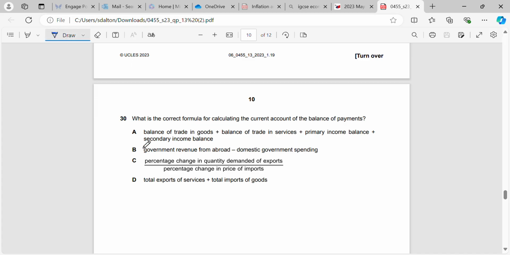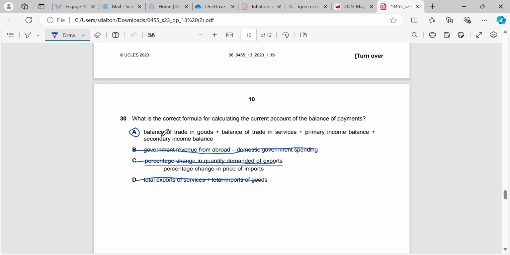I'm not going to spend too long on this. The ones that are wrong, there's no need for me to explain why they're wrong. You just need to look up what the formula is. Formula is given in the current account balance of payments chapter, which is in unit 6 of your slides accessible on the OneDrive.